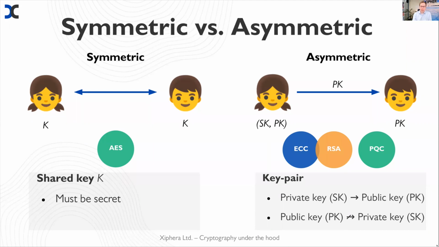ECC belongs to the asymmetric crypto, similarly to RSA and also the future PQC. This asymmetry feature that I mentioned allows building many different kinds of crypto primitives, but the most relevant ones for today's systems are used for key exchange or digital signatures.